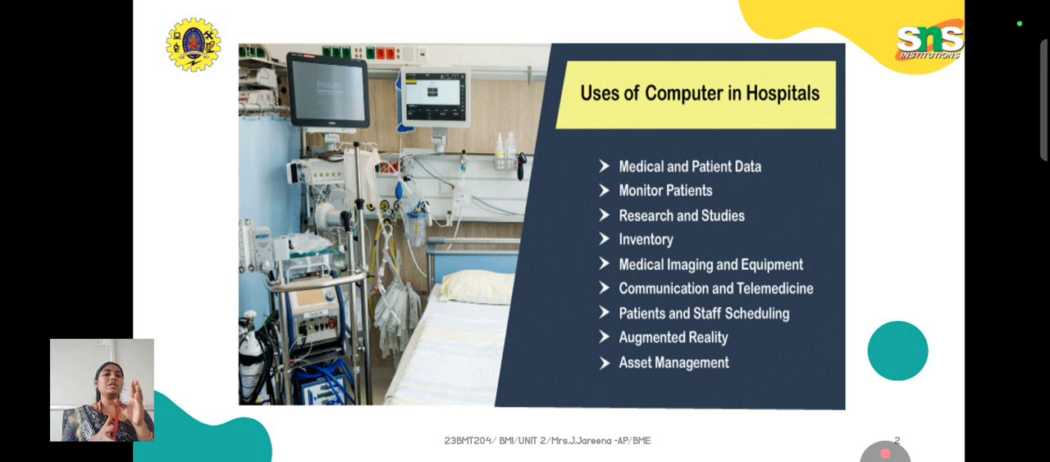There are a few sets of applications where the computer presence is very mandatory. The first one is medical and patient data. Second is monitoring the patient, third is research and studies, fourth is inventory, fifth is medical imaging and equipment, sixth is communication and telemedicine, the next is patient and staff scheduling and augmented reality, and last but not least, assessment management. So in these 10 areas or domains, the role of the computer is very important. Let's see why it is very important.